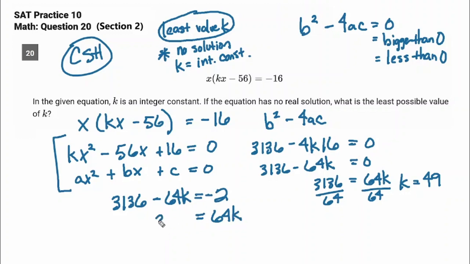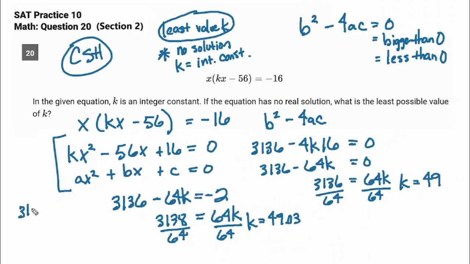If we do this math, I'm going to move the 64k to the right. 3136 plus 2 is 3138. I'm expecting a really nasty decimal. 3138 divided by 64, k is 49.03. All right, say that doesn't help me. Fine, make something else that's less than 0. We're running out of room here.